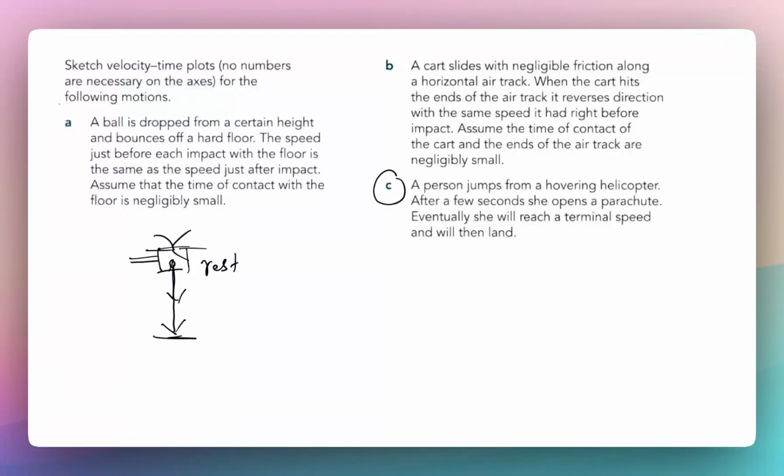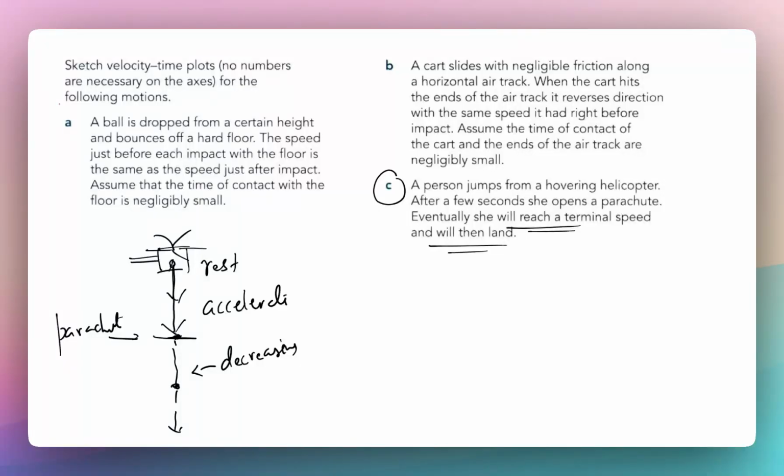First, she is going to accelerate, okay? And then she's going to open the parachute. When she opens the parachute, the acceleration decreases, right? Because the parachute is going to provide some drag. So she might have decreasing acceleration. And then after some time, she will reach terminal velocity, right? Which means that the force of gravity is equal to the force of resistance provided by the parachute. So from here, when the parachute opens, she gets decreasing acceleration, then she achieves terminal velocity or constant velocity.